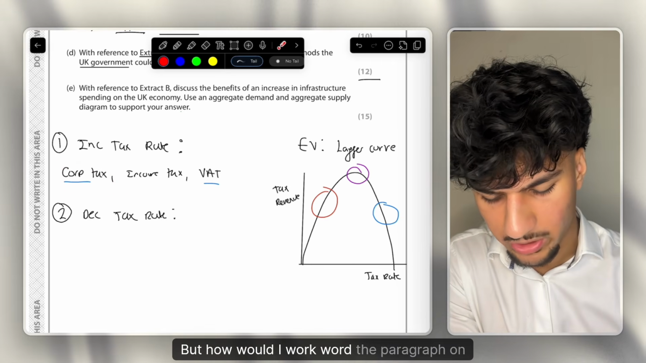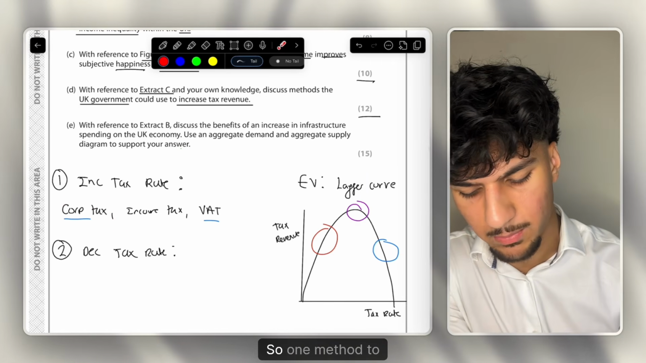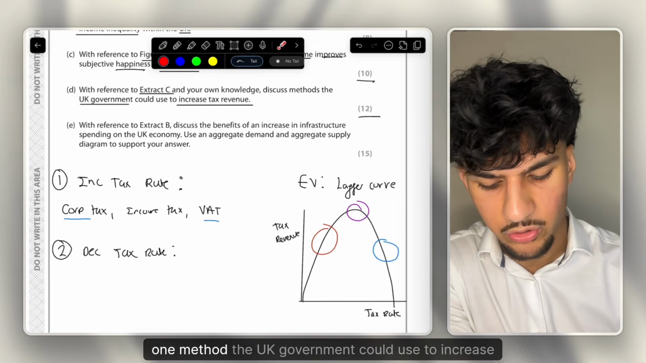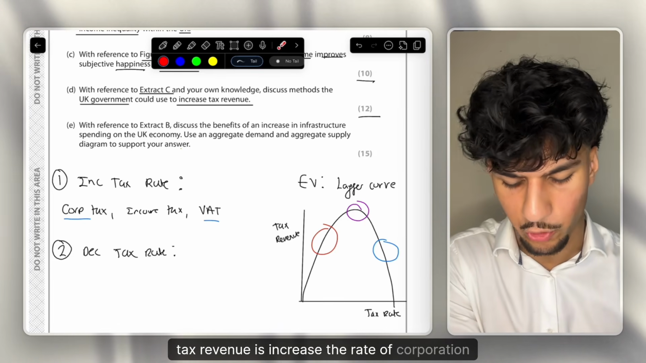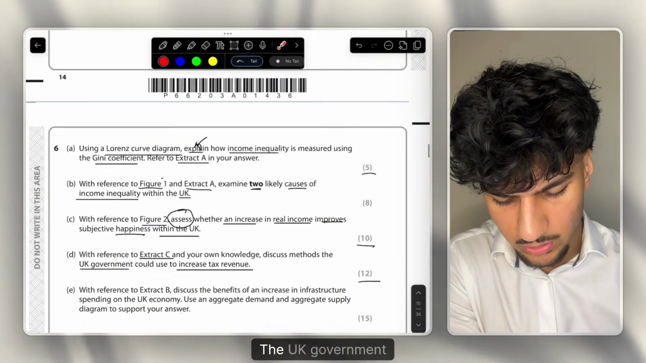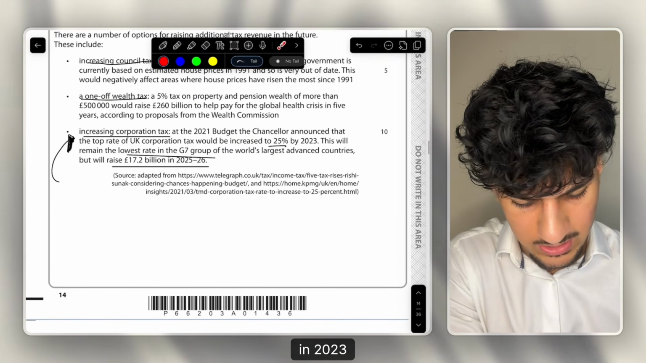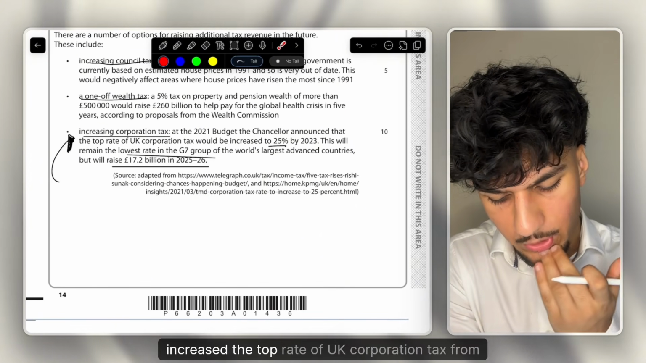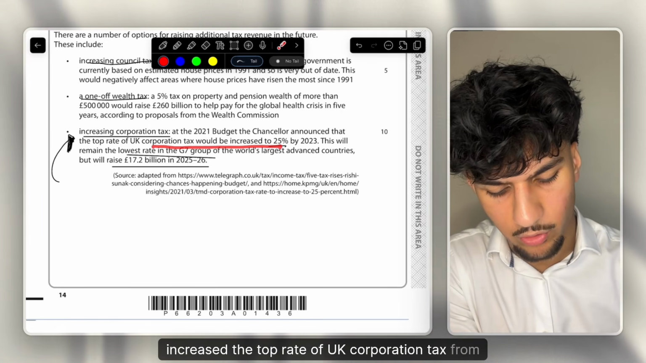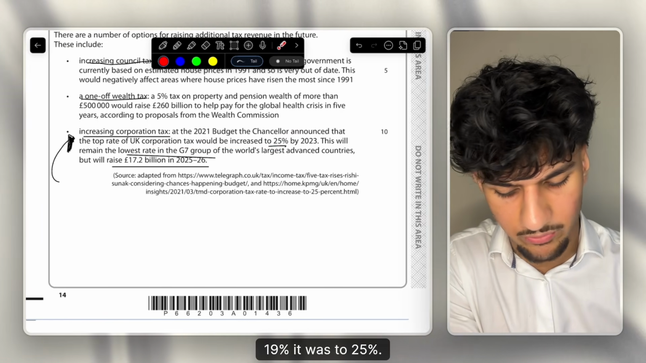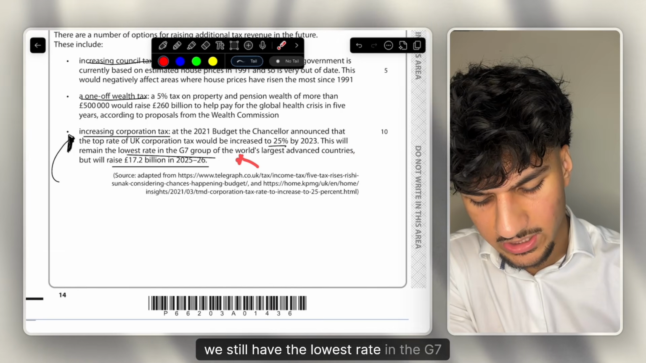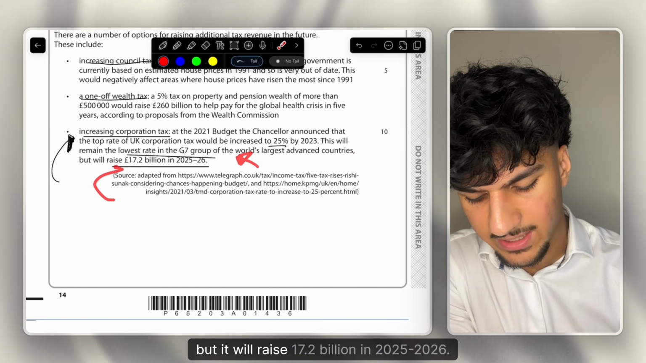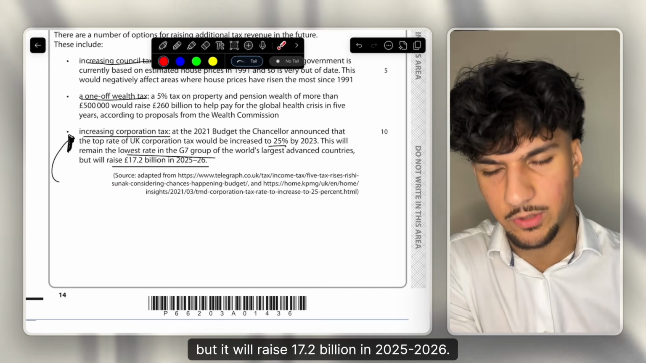But how would I word the paragraph on corporation tax? So one method the UK government could use to increase tax revenue is to increase the rate of corporation tax. E.g. the UK government in 2023 increased the top rate of UK corporation tax from 19% to 25%, and then I'll just let you quote this figure. We still have the lowest rate in the G7, but it will raise 17.2 billion in 2025 to 2026.